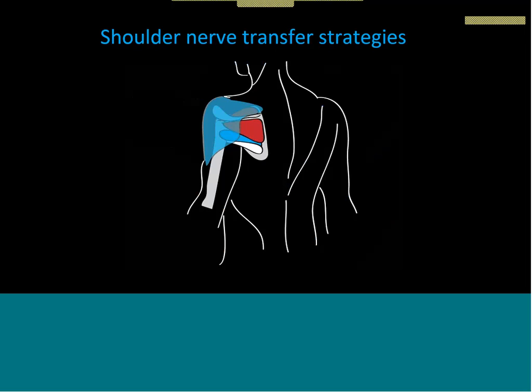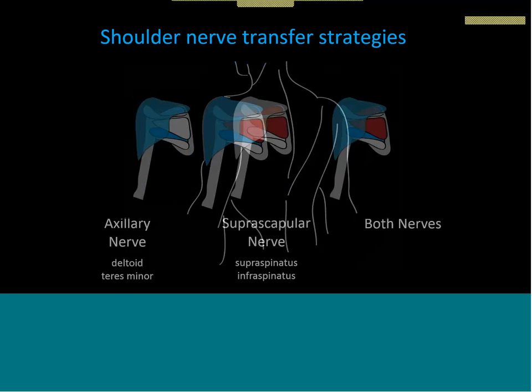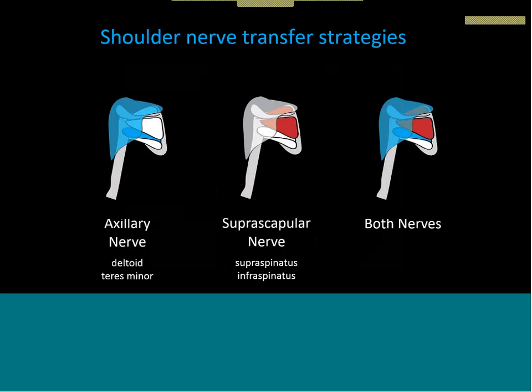Restoring shoulder stability is a really important feature or a priority for clinical restoration of function following a C5, C6 nerve injury, which impairs the muscles crossing the shoulder. There are two main targets. One is the axillary nerve, which restores the muscles that are shown there in blue, the deltoid and the teres minor. Transfer to the suprascapular nerve would restore the supraspinatus and infraspinatus, those muscles of the rotator cuff. And then transfer to both nerves would restore all of these muscles.